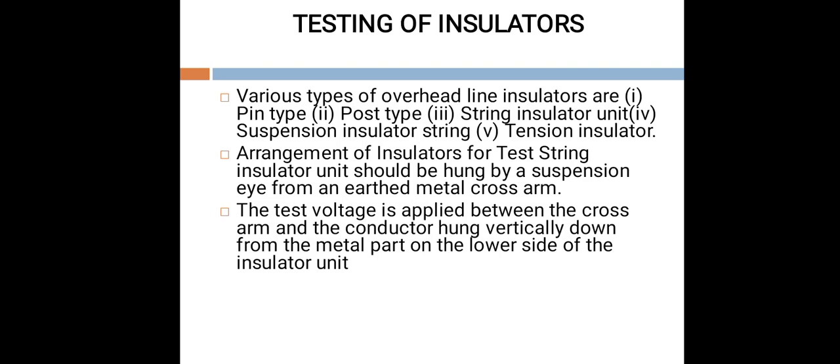Arrangement of insulators for testing: a string insulator unit should be hung by a suspension eye from an earthed metal cross arm. The test voltage is applied between the cross arm and the conductor hung vertically down from the metal part of the lower side of the insulator unit.